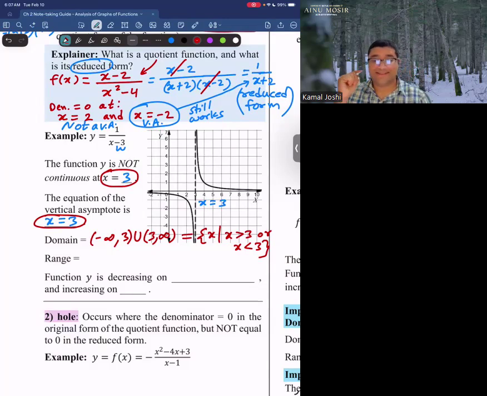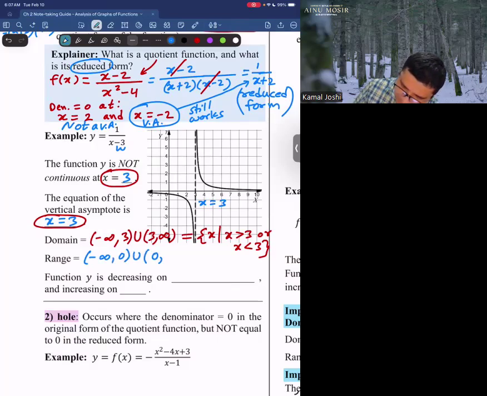Similarly, there is one value which is not in the range. I want you to look at the graph. Range means the y values, and figure out what is missing from the range. And you guessed it correctly. It is the 0 which is missing.